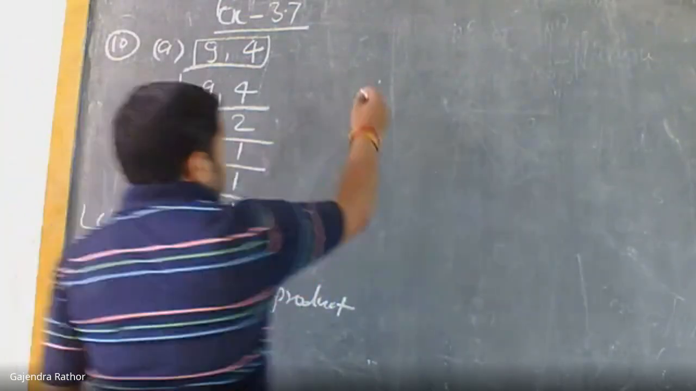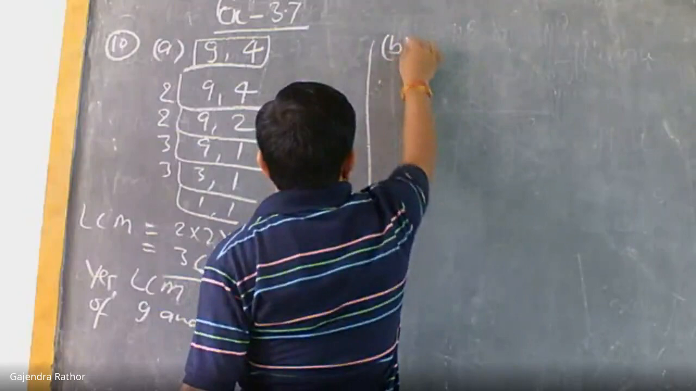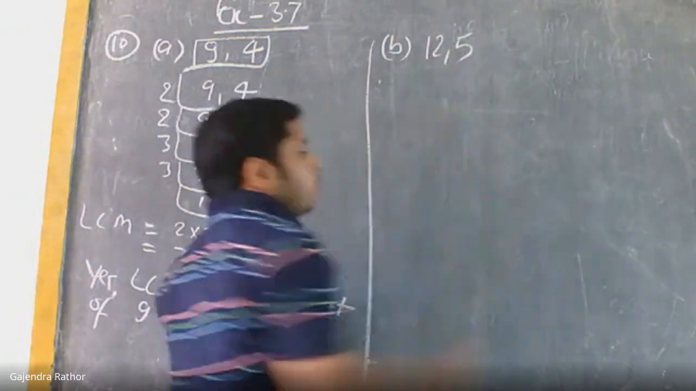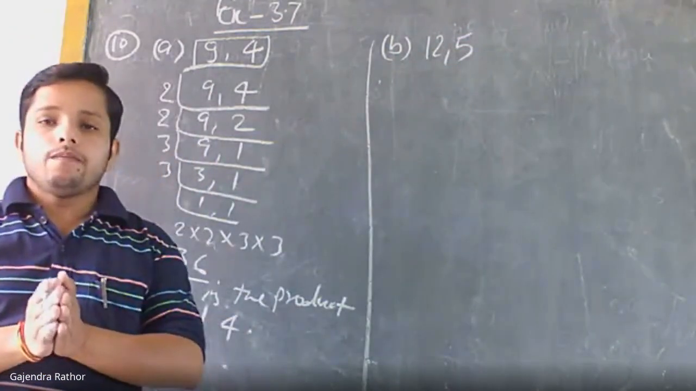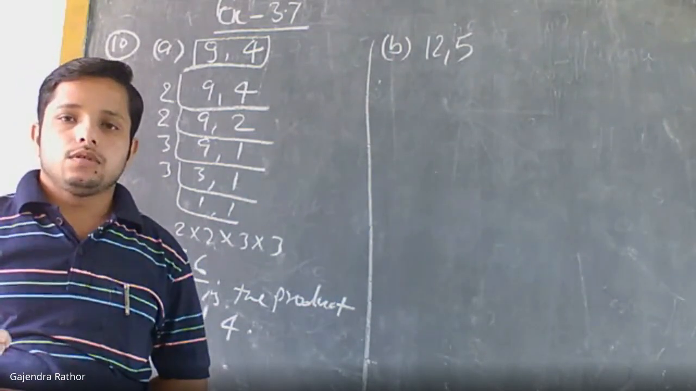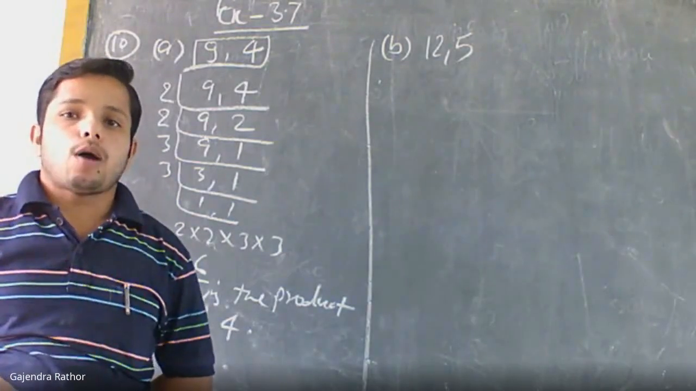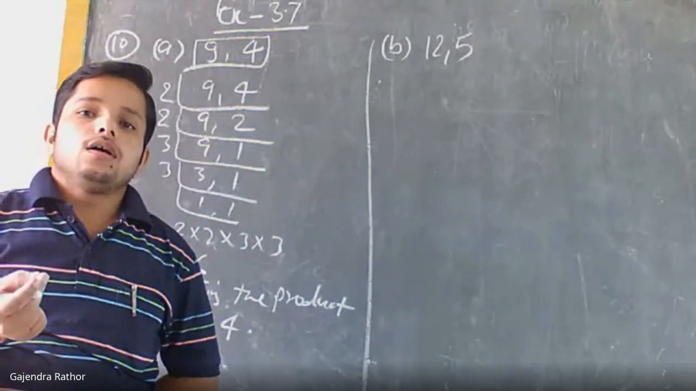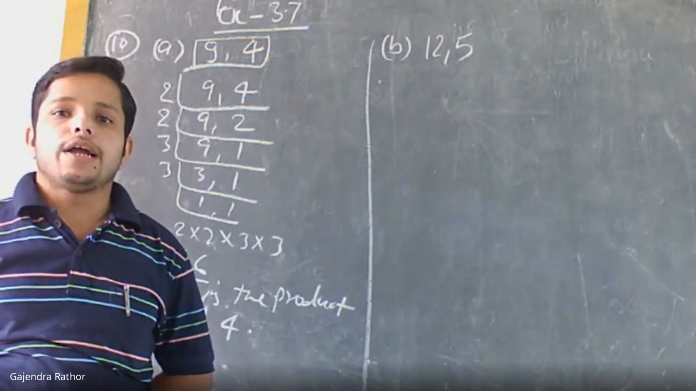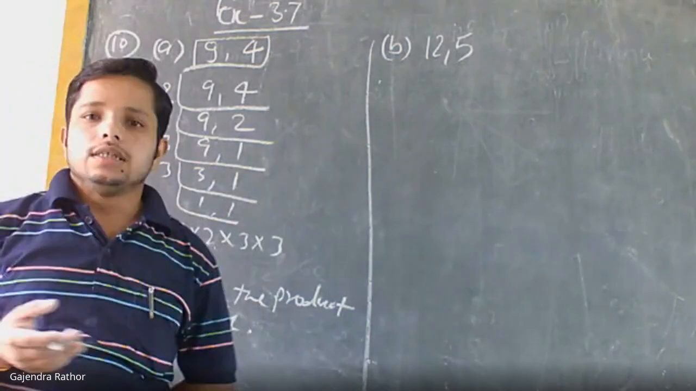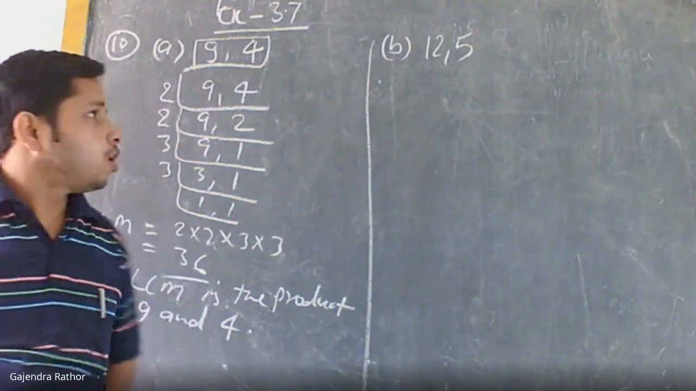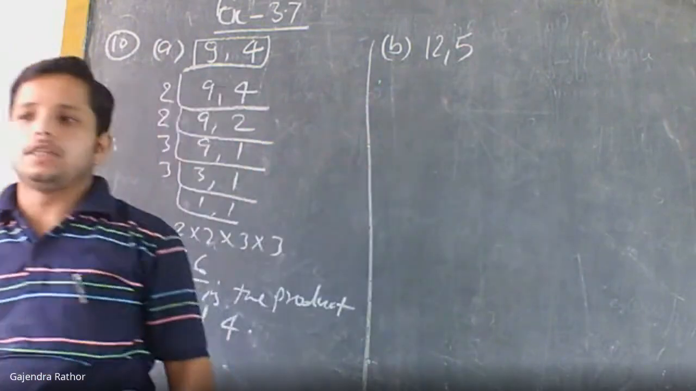Okay. So next point B, the numbers are 12 and 5. So what is the use of this property? If some numbers are given and they are co-prime numbers, then by using this property, we can give the LCM within some seconds. There is no need for any calculation to find the LCM. We can tell the answer in a few seconds. So all of you reply the LCM of this point.